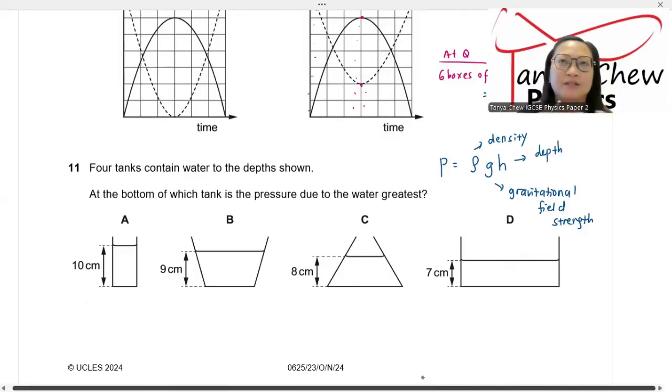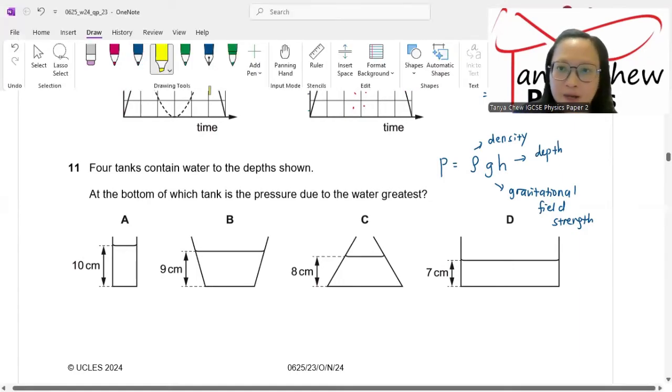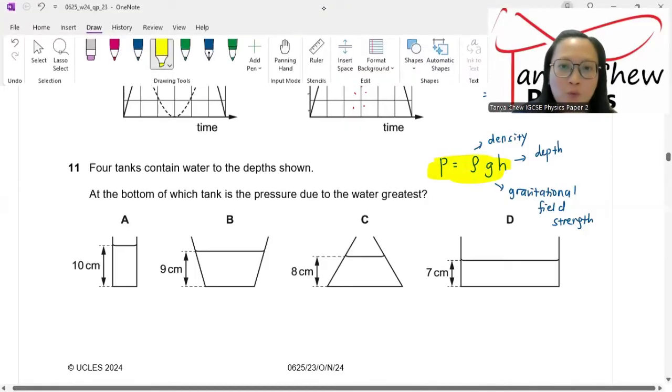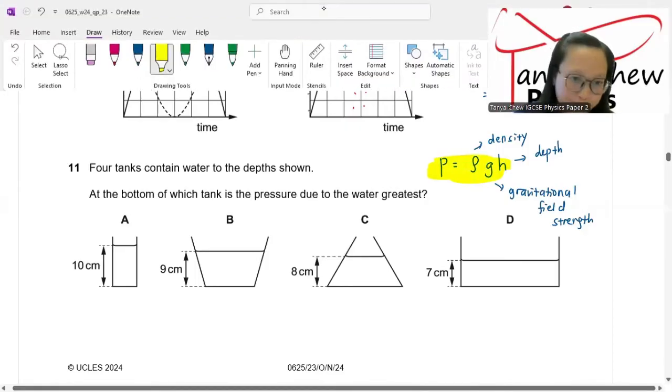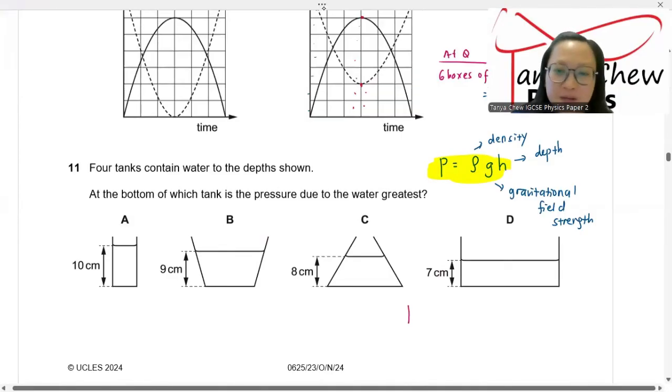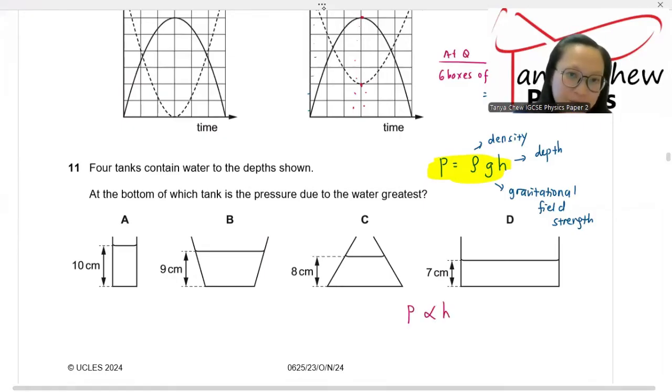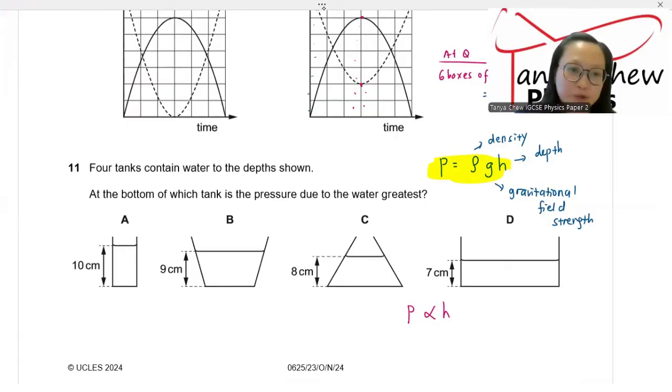Actually, the size, the shape of the container doesn't matter. Right? So use this equation. Let me highlight this equation for you. If you want the pressure to be the greatest, in this case, because G is constant, density is constant, right? Why? Because we are using the same water, so the density of the water must be constant. P is directly proportional to the depth. So higher the depth, larger the depth, larger the P. Which one give you the largest depth? A is the answer.